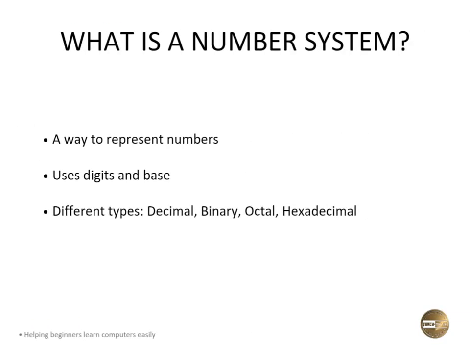Now, what is a number system? Number system andre numeric values represent ಮಾಡೋದು. Decimal, binary, octal, hexadecimal, are different systems. Each system has a base. Example, decimal is base 10, binary is base 2.